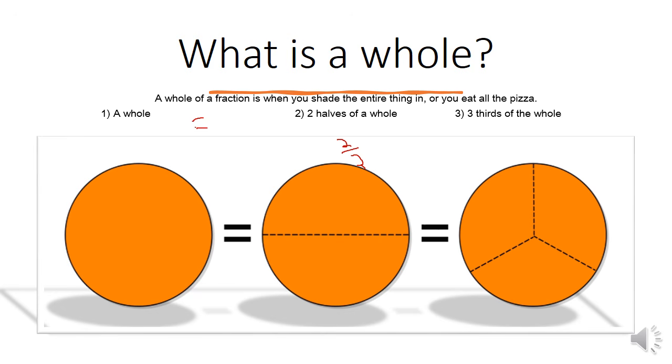And then 3/3 of a whole is like 2 halves of a whole. All 3 of them are colored in, so it's also represented as 3/3. Okay, guys?